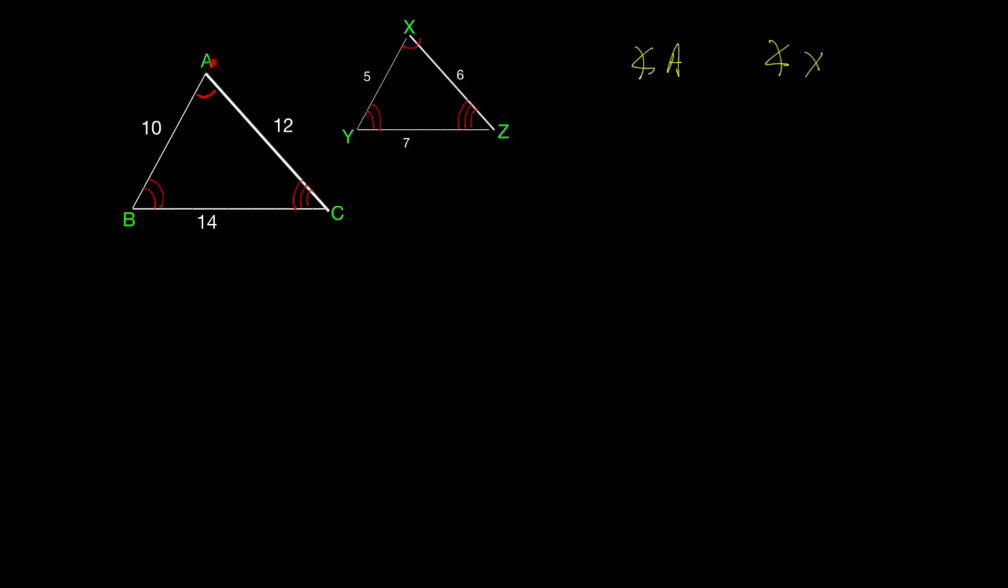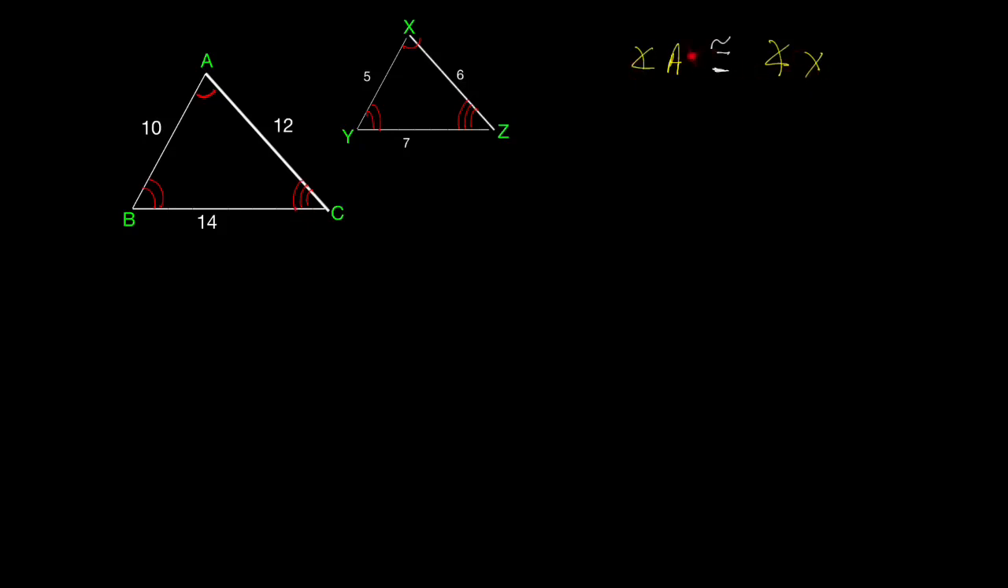Right? These have the same position. So angle A corresponds to angle X, angle B corresponds to angle Y, and angle C corresponds to angle Z. Now we have to make sure that the corresponding angles are indeed the same. In geometry, we say objects that are the same are congruent. So angle A is congruent to angle X. The measurement of angle A would be equal to the measurement of angle X.